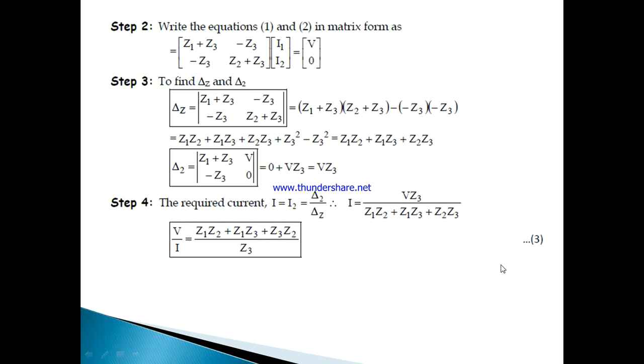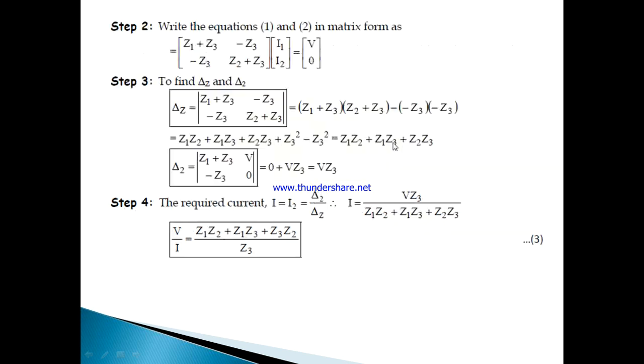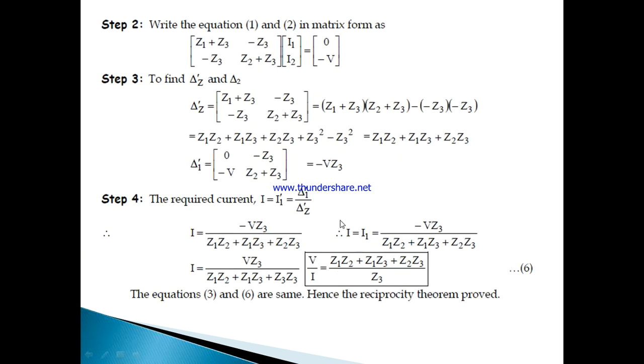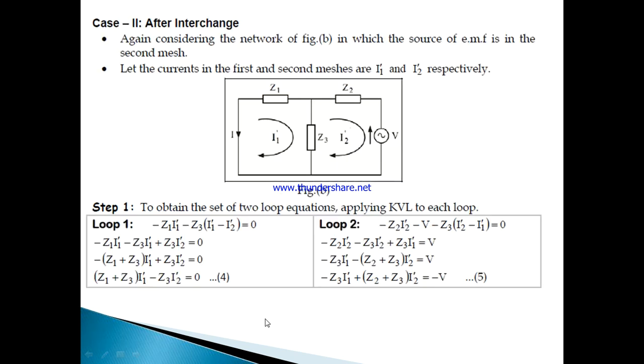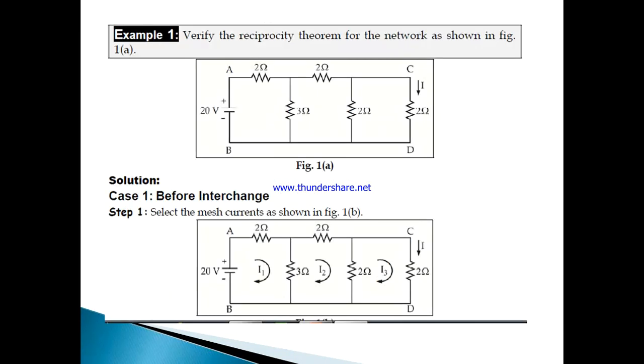If you consider the source and response ratio in the first case, that is before interchanging the positions of source and response, the ratio we got is in the form of expression 3. After replacing the source and response positions, we got the expression 6. If you closely observe equation 3 and equation 6, both are the same. According to the reciprocity theorem, the ratio of response to source should be constant even when the positions are interchanged. Hence we proved the statement, and the reciprocity theorem statement is proved.